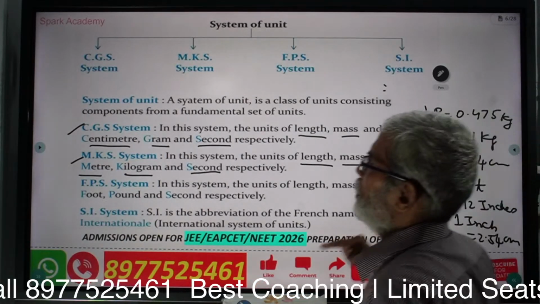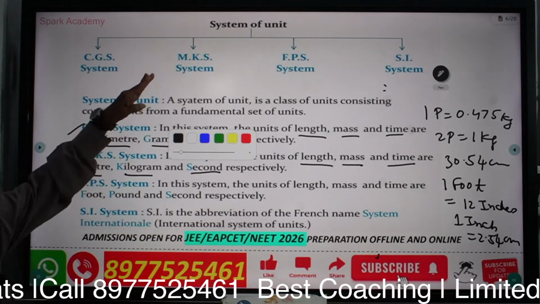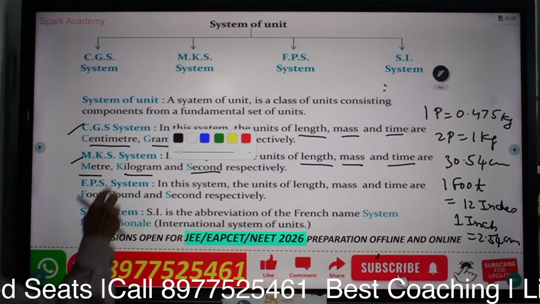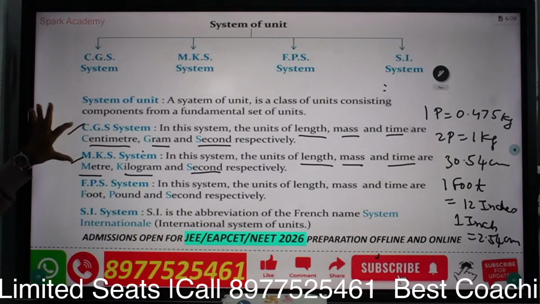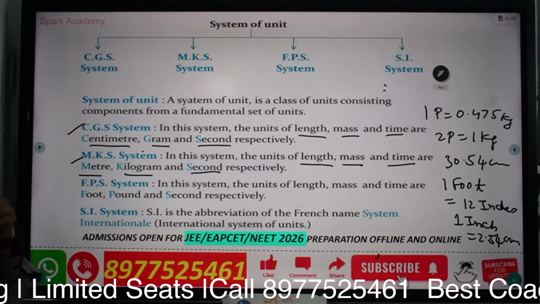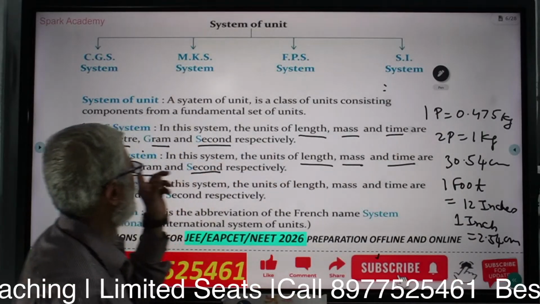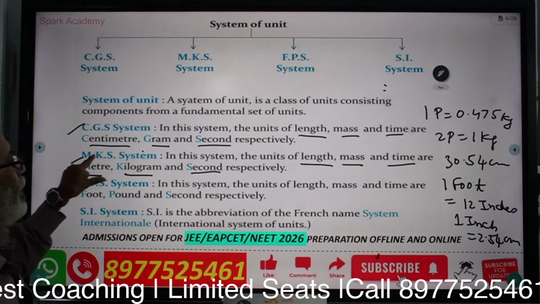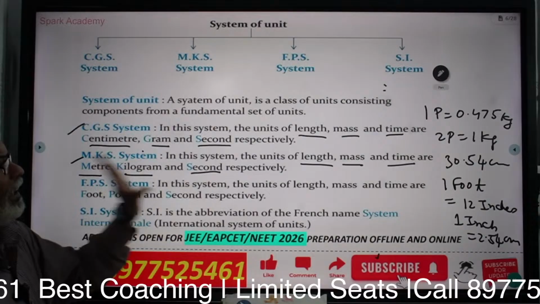Here about the different systems of units. For competitive exams, you should know these two very well, CGS and MKS. CGS is length, mass, time denoted by centimeter, gram, second. Similarly, in the MKS system, length, mass, time are denoted by meter, kilogram and second.